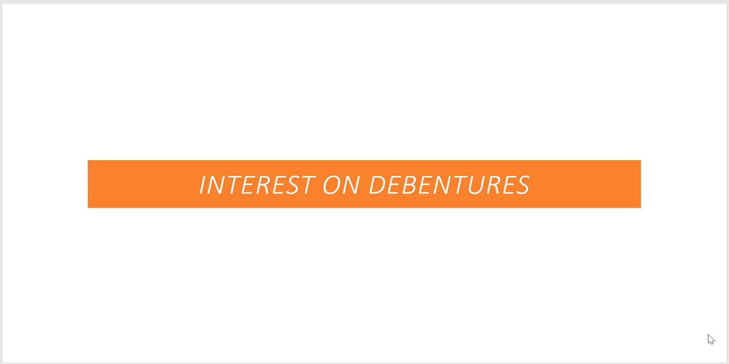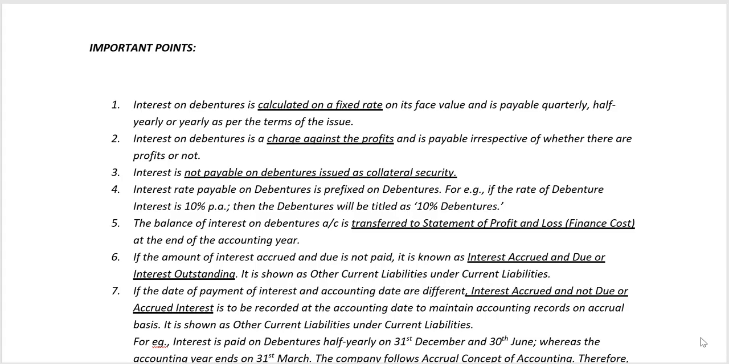Hi, in this video we will learn all about interest on debentures. Before we learn the journal entries with respect to interest on debentures, we will have a look at a few very important points. Interest on debentures is calculated on a fixed rate on its face value and is payable quarterly, half-yearly or yearly as per the terms of the issue.